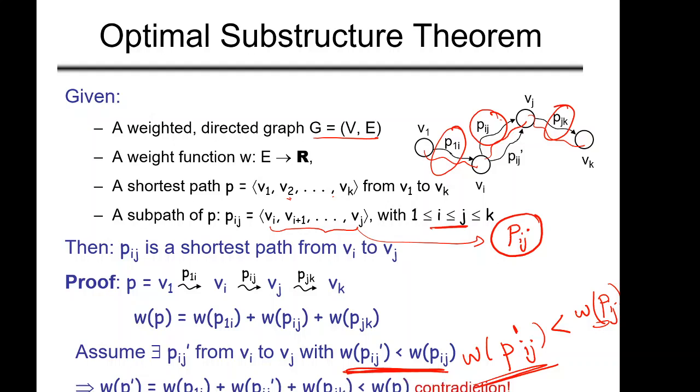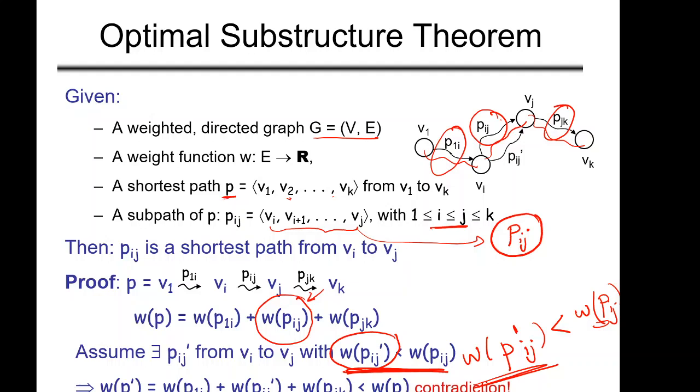Suppose, instead of taking the Pij path, we take the P dash ij path, we will get this. Let's call it the weight of P dash, and definitely P dash is less than P, because we are removing this value and inserting a slightly smaller value in it. And this is a contradiction. Why? Because we are saying that P is the shortest path.